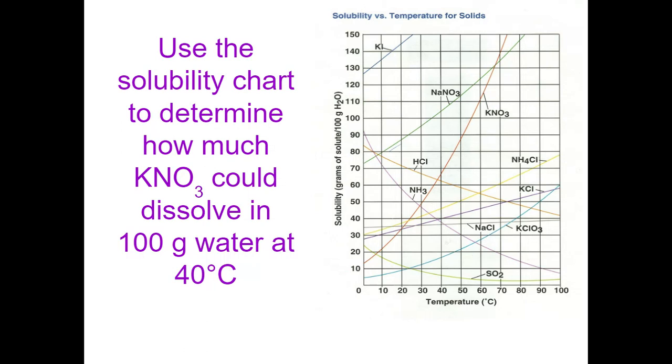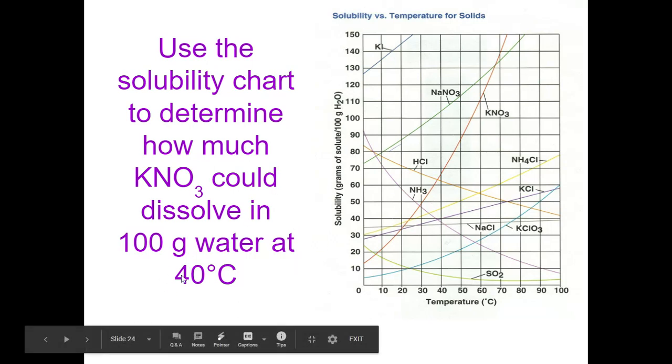So here we have a question that's an example. Using our solubility chart, determine how much potassium nitrate can dissolve in 100 grams of water at 40 degrees Celsius. So how I tackle this is I say, all right, this graph is already in 100 grams of water, so that's good. But we're looking at 40 degrees Celsius, and we're looking at KNO3.